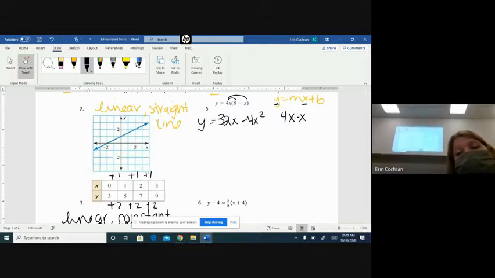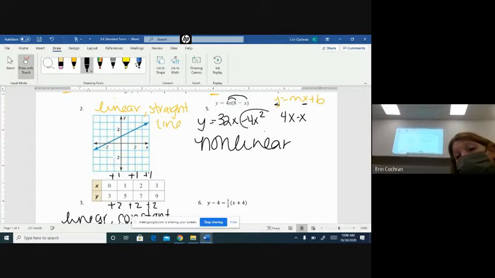So does this fit the form of y equals mx plus b? No. So is this linear or nonlinear? This is nonlinear. Why? Because we have this, the x squared. This is actually a quadratic. It's nonlinear. It's a quadratic function. Okay.